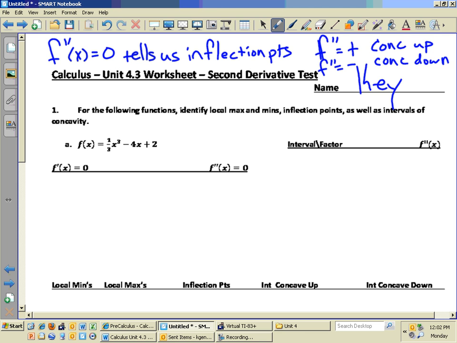Now, I could give you the book definitions. We might move to that at some point, but right now I just want you to understand the bare minimum. Just because f double prime of x is equal to 0 doesn't necessarily mean that we have to have an inflection point, but that's generally where they exist. So let's look at the first one.